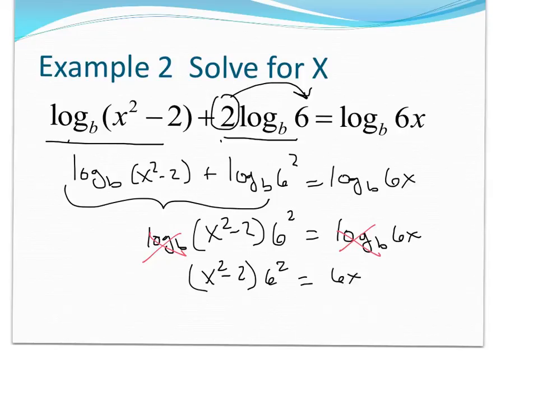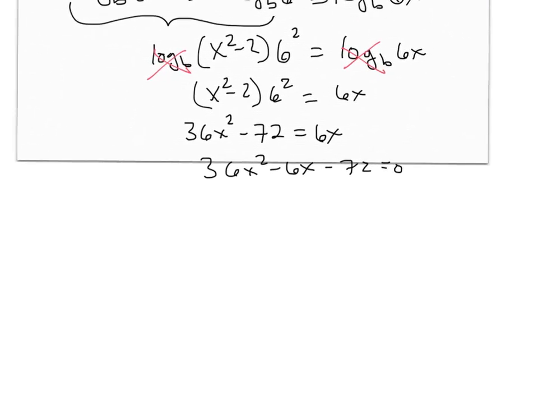So I'm going to go ahead and distribute the 6 squared. 6 squared is 36, so I have 36 x squared minus 72 is equal to 6x. I'm going to move the 6x over, and that's equal to 0. One of the things I'm recognizing is that each one of these can be divided by 6. If I divide everything by 6, it makes the problem a lot easier to work with. So now I'm just dealing with these, and this is equal to 0.